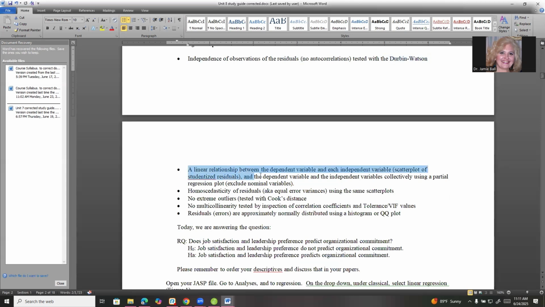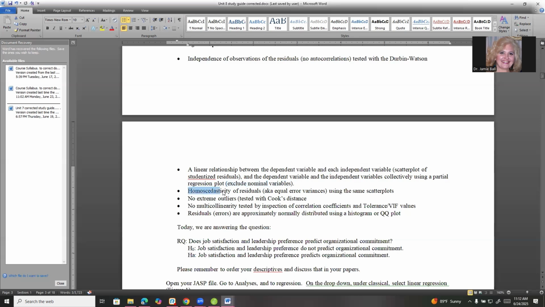A linear relationship between the dependent variable and each of the independent variables. We use scatter plots of studentized residuals, and we look at it collectively using a partial regression plot. What we don't do is test nominal variables, because that's not part of this test; there are no data points for them, there are just groups.